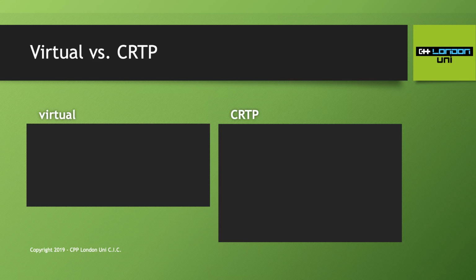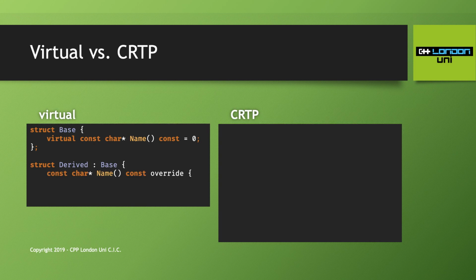So let's look at an approximate comparison of virtual versus CRTP, curiously recurring template pattern. So we'll have a struct base, stick one function in it. It's obviously got the virtual keyword, const char star name, const accessible, equals 0 to make it pure virtual, which means it has no implementation. Somebody else must implement it. So this guy's going to implement it. Derived is implementing the name function.